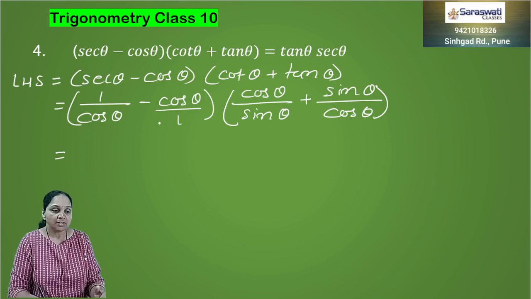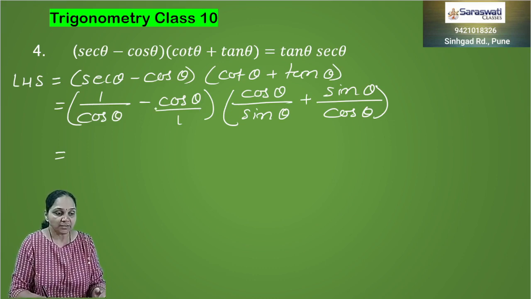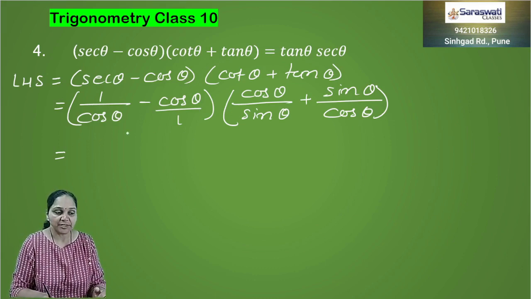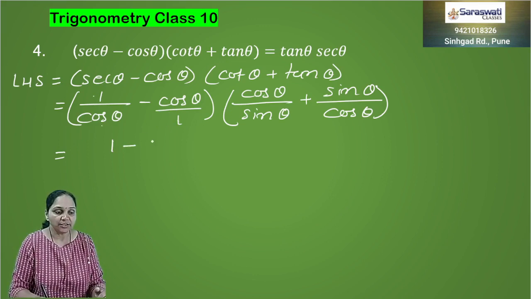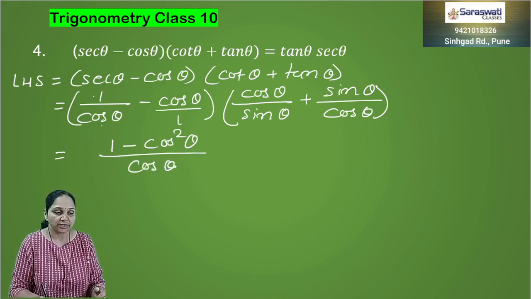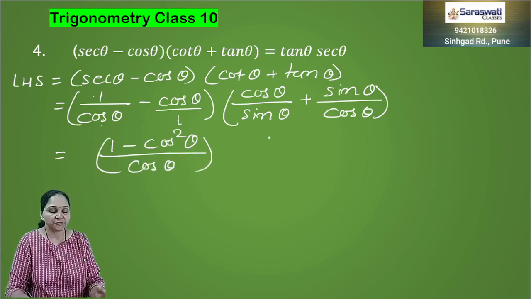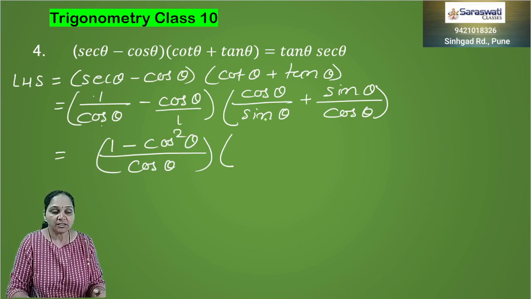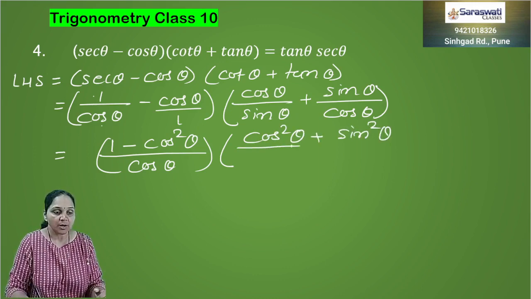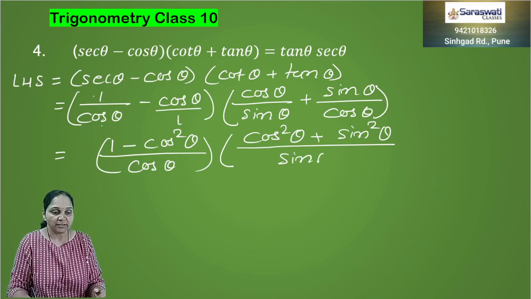simplify. इसको अभी क्रॉस मल्टीप्लाई करेंगे, डिनोमिनेटर्स आर डिफरेंट, सो क्रॉस मल्टीप्लाई 1 minus 1 into 1 is 1, cos theta into cos theta is cos square theta upon cos theta. This is first bracket. Then here also इसको भी ऐसे क्रॉस मल्टीप्लाई करो, दैट इज cos square theta plus sin square theta upon sin theta into cos theta.